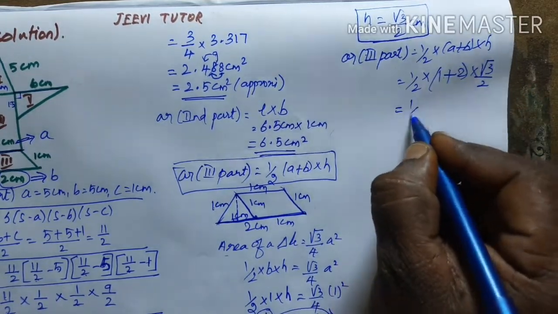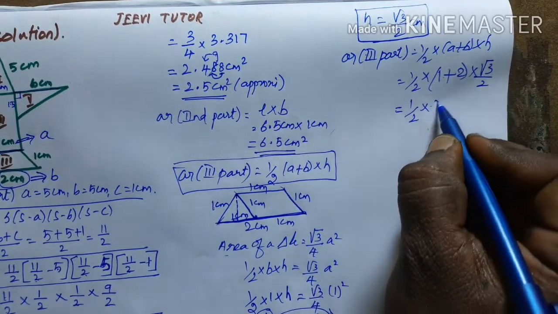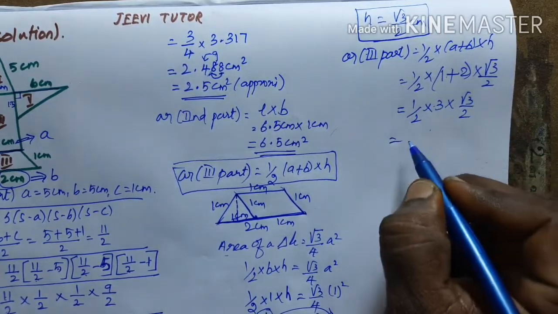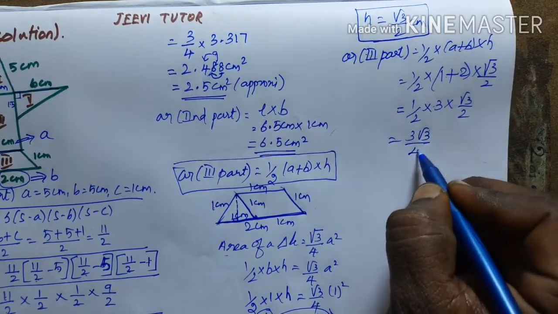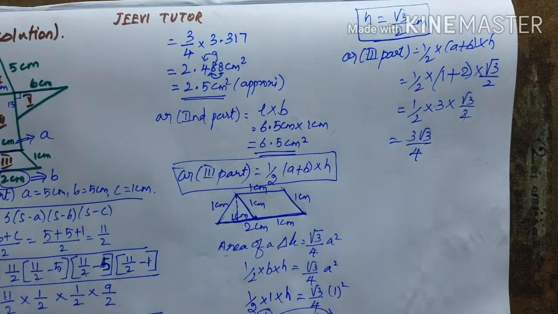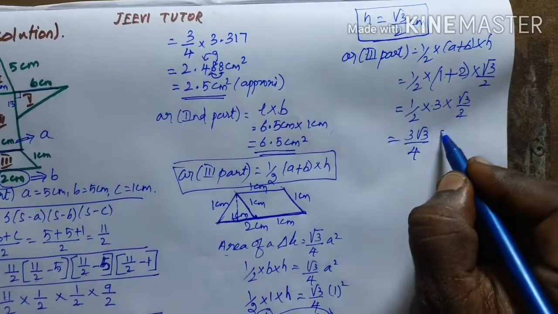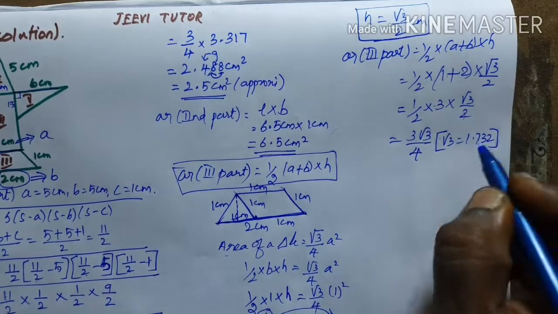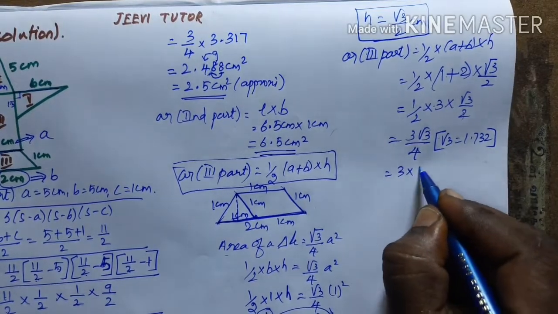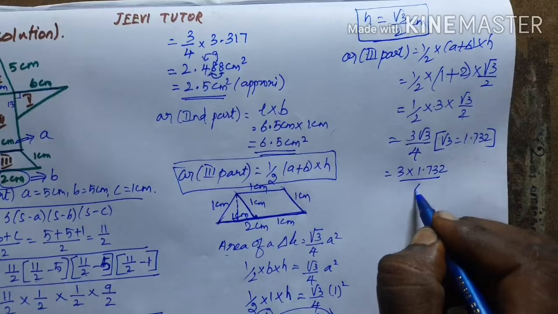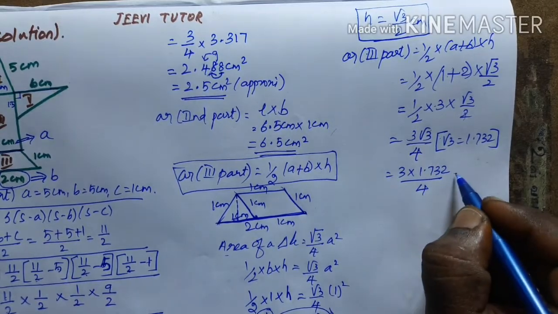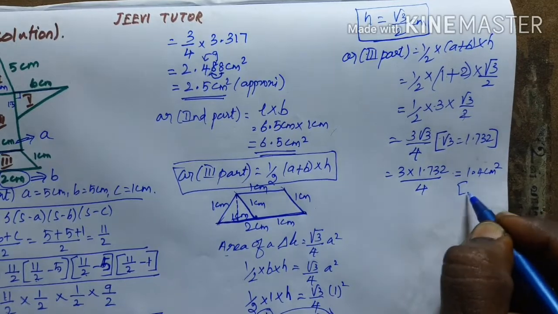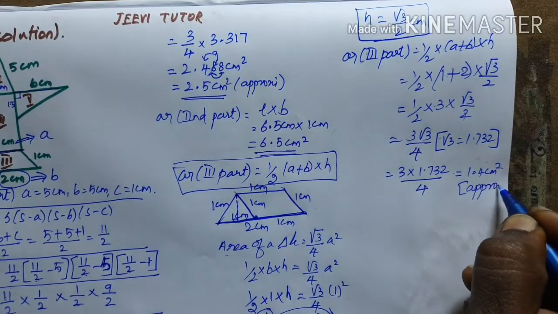So which is equal to 1 by 2 into 1 plus 2, which is 3, into root 3 divided by 2. So which is equal to 3 root 3 divided by 4, because 2 into 2 is equal to 4. I know that the approximate value of root 3 is 1.732. So I am going to replace it here: 3 into 1.732 divided by 4. If I multiply and divide those values, I will get the answer 1.4 centimeter square, and this is the approximate area of that third part.